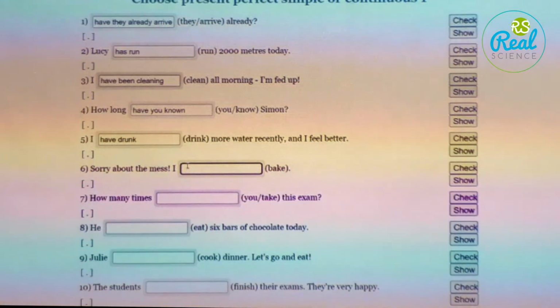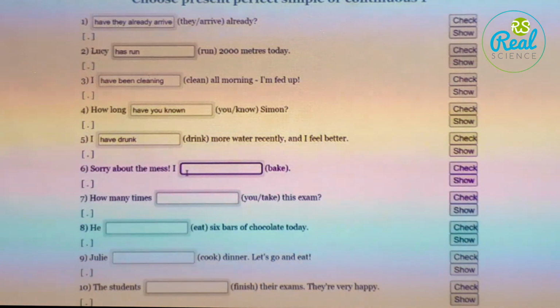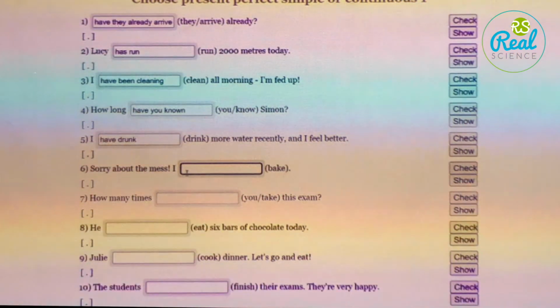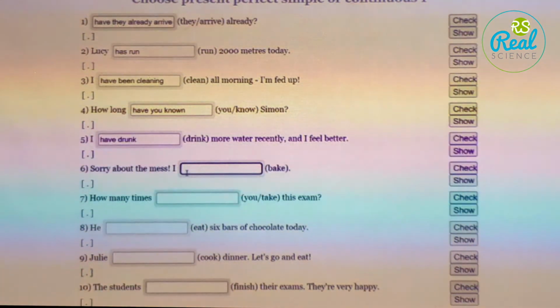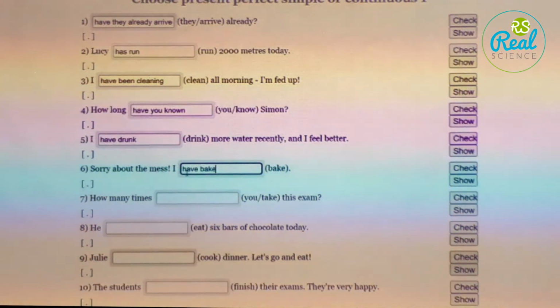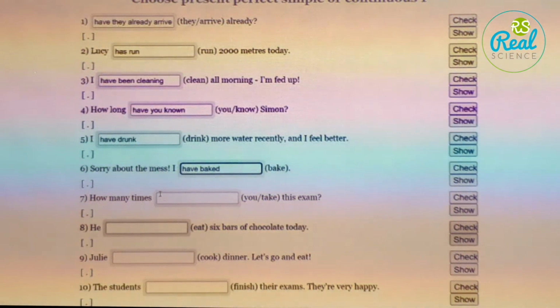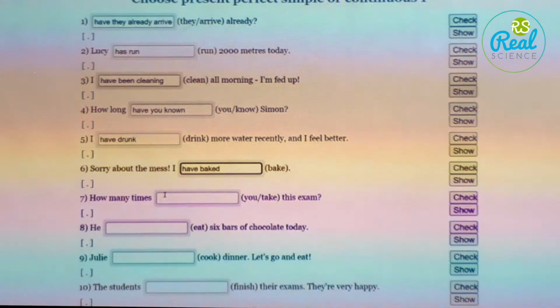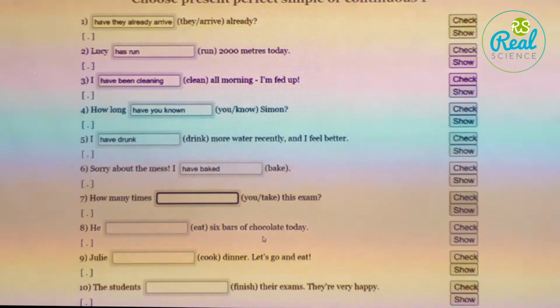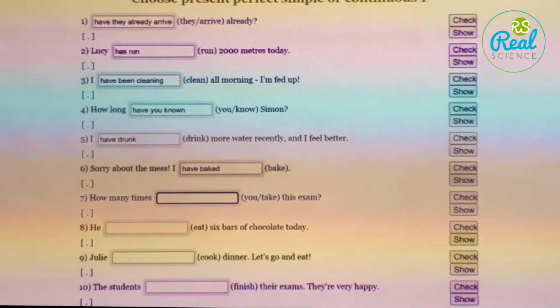So here we have Ghalib. Ghalib, can you read 6-1? So, sorry about the mistake. I have baked. Baked. Okay, so Ghalib said I have baked. Okay, we will see. So the 7th. Okay, Sevara, read. How many times have you been?